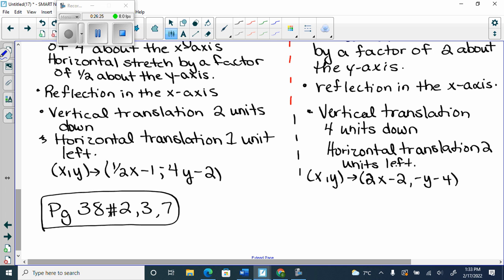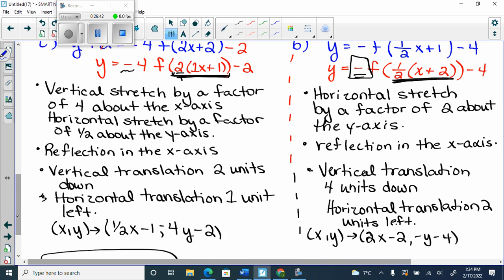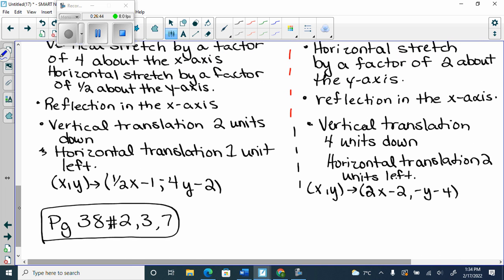Yeah? Wait, why is it minus y for base reflection? Because there's a minus y. Oh, okay. There's a reflection. So whatever's in front of here, Sean, you multiply your y by. Oh, okay. Yeah. So if there's a reflection, you have to multiply by negative y. Negative 1y. Oh wait, no, it's negative. I didn't see it. Sorry. Oh, this little one? Yeah.